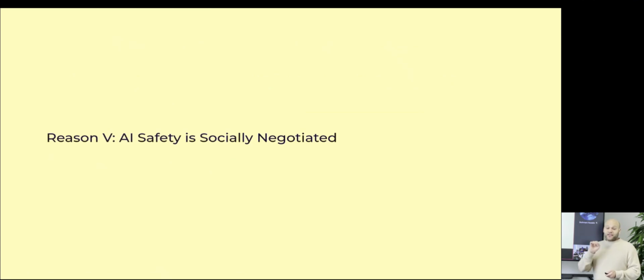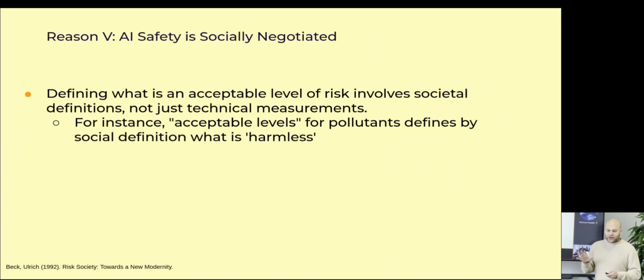And reason number 5 is that AI safety is socially negotiated, or it should be socially negotiated. So Ulrich Beck, a German philosopher who used to be very famous, I hope he will stay famous, studied a lot nuclear energy and risk, and he said that an acceptable level of risk should involve societal definitions, because it is important for the society, and not technical measurements. How machine learning benchmarks are built now is like there are 3 PhDs in a lab, they take some data they find online, they sit and label them with an LLM, they go through some examples, they publish it, and then thousands of machine learning researchers use these benchmarks in order to say, okay, my model is safe or my model is unsafe.